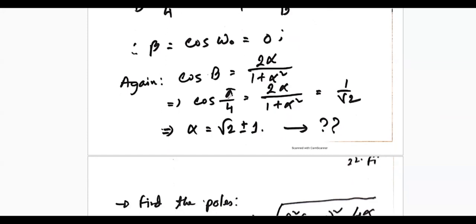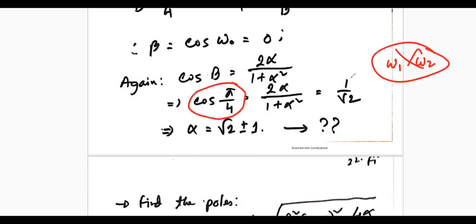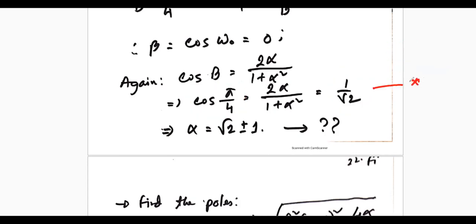At this, we have the amplitude equal to 1 by, or sorry, that is not the cutoff. In a sense, that makes a cutoff for omega 1 and omega 2. However, in this case, that is not the fact. So we have cos pi by 4, and that is equal to 1 by root 2. From this equation, since this is a second order equation, we can find that alpha is equal to root 2 plus minus 1.